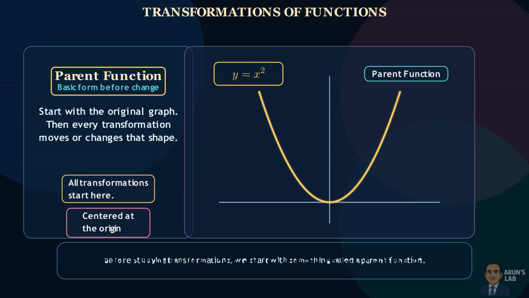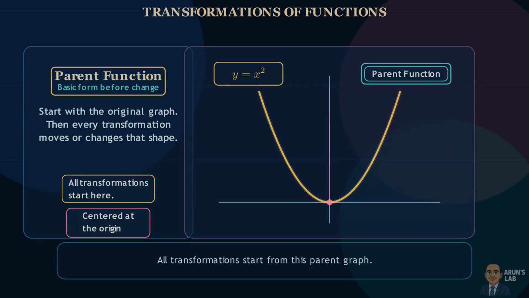A parent function is the basic form of a function before any changes are applied. For example, the parent quadratic function is f of x is equal to x squared. Its graph is a smooth U-shaped parabola centered at the origin. All transformations start from this parent graph.